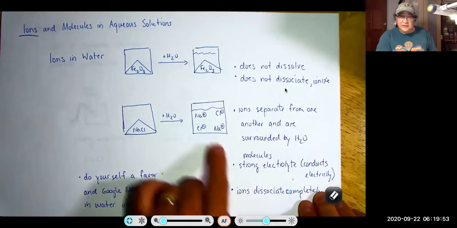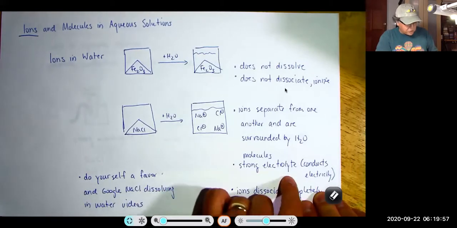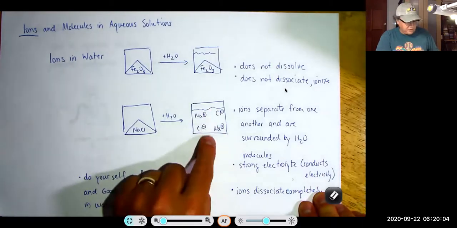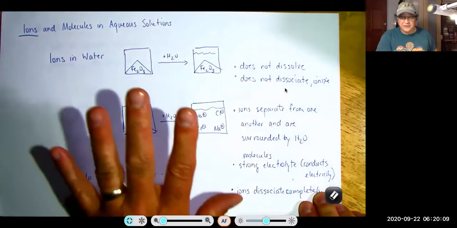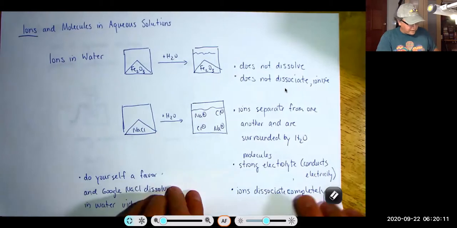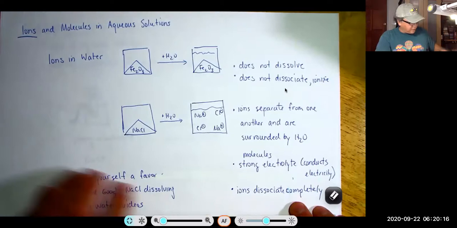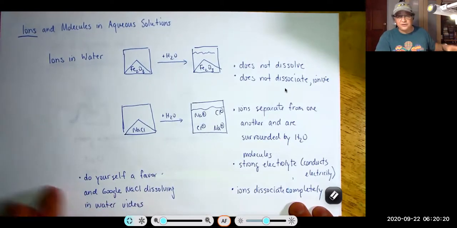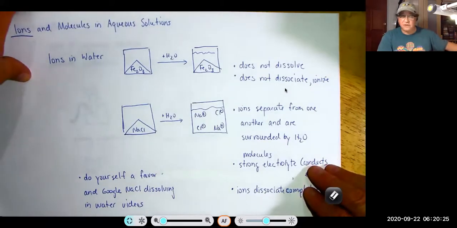And these things that dissolve, these ionic compounds that dissolve, are called strong electrolytes, which are solutions that conduct electricity. They conduct electricity due to the free-floating ions in solution, whereas this will not conduct electricity because there are no free-floating ions. So here, for a strong electrolyte, the ions dissociate completely. Now you want to do yourself a favor and Google sodium chloride dissolving in water videos, okay? You'll see a lot of good cartoons about how water will dissolve an ionic compound.